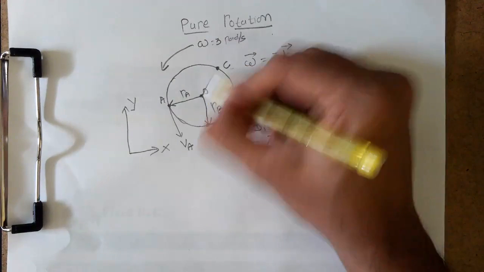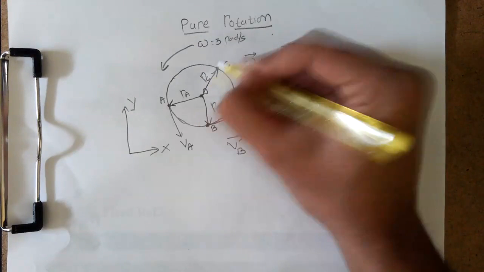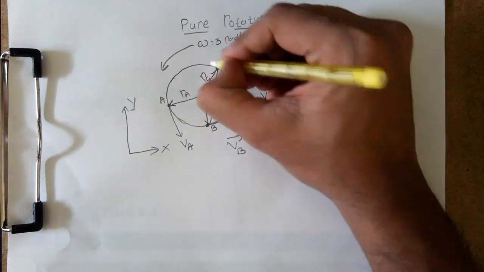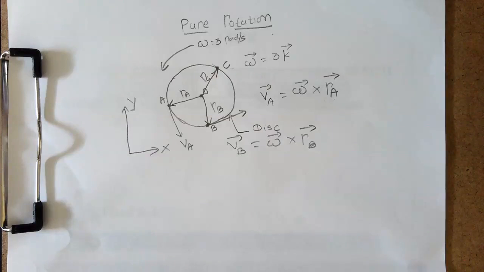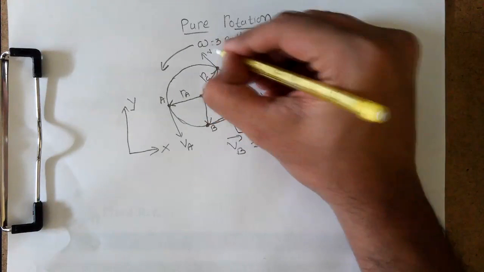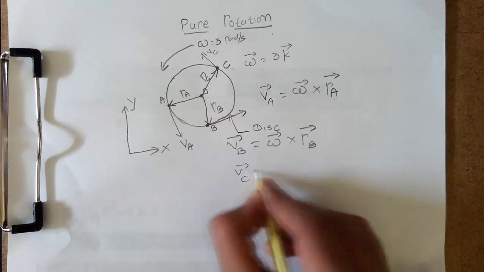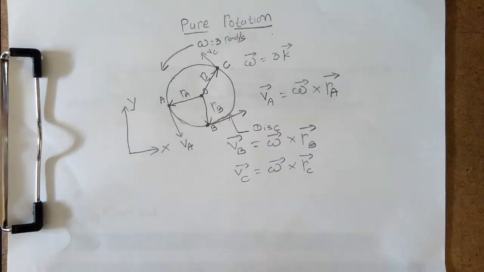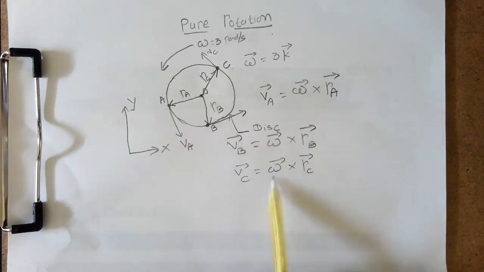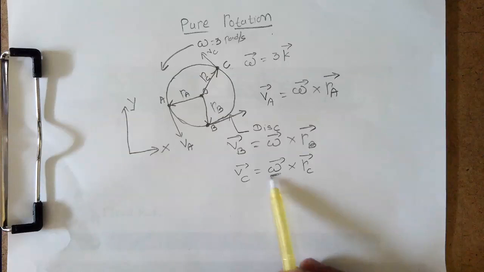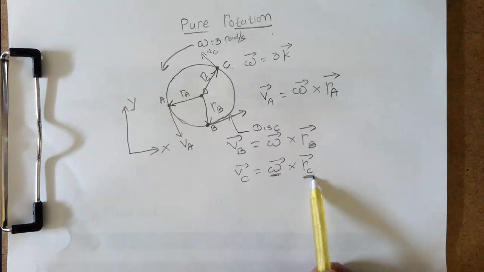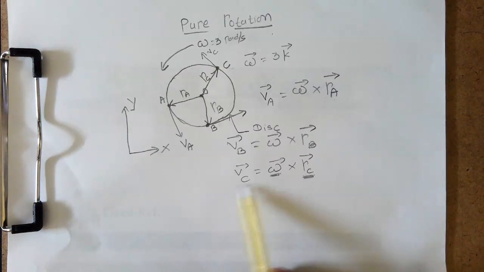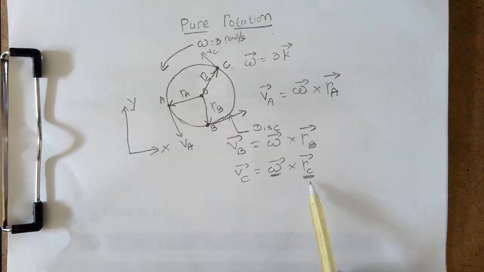Let's say consider one more point here, that is point C. The position of C with respect to O is R_C, and hence its velocity is perpendicular to this position vector and points towards the direction of rotation. So its velocity is here. This is the velocity of C, and it can be written using the vector equation as omega cross R_C. So remember this concept: for any point, it's omega cross R if the body is in pure rotation, where omega is the angular velocity of the body and R is the position vector for the point for which we are calculating the velocity with respect to the center of origin.